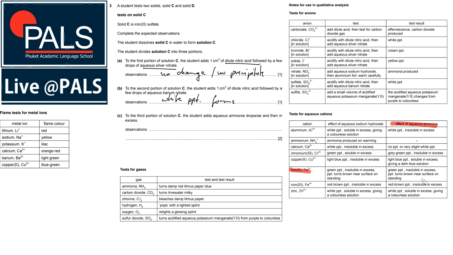Okay, so it's insoluble in excess, which means that we get a green precipitate, which is insoluble in excess aqueous ammonia. Now, another way to write this is that we get a green precipitate forms, which remains after adding excess aqueous ammonia. So it's insoluble in excess.